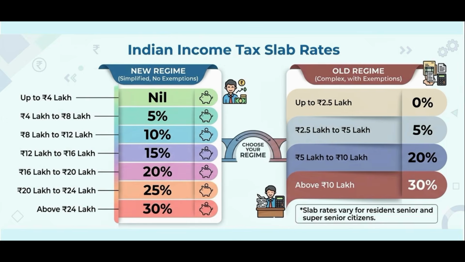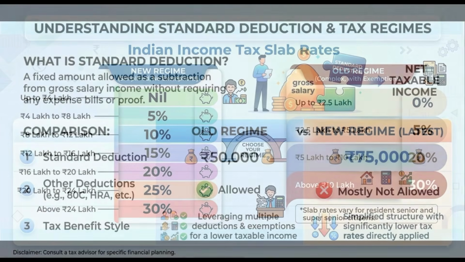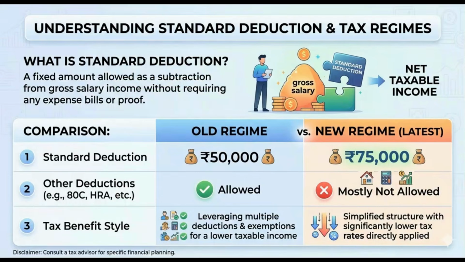Simple rule to choose. Want easy calculation and no complexity? Go for the new regime. Want to save tax using deductions? Choose the old regime. Then what is standard deduction and tax regimes?